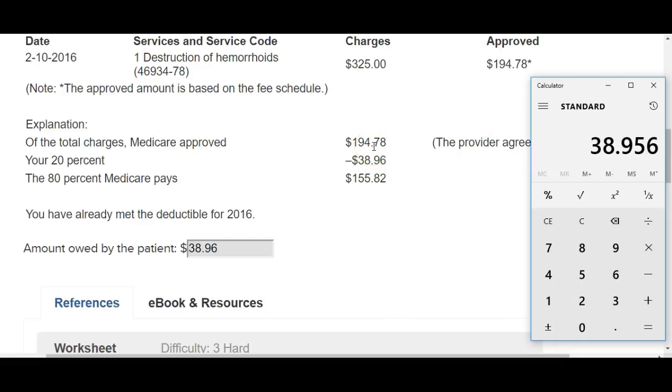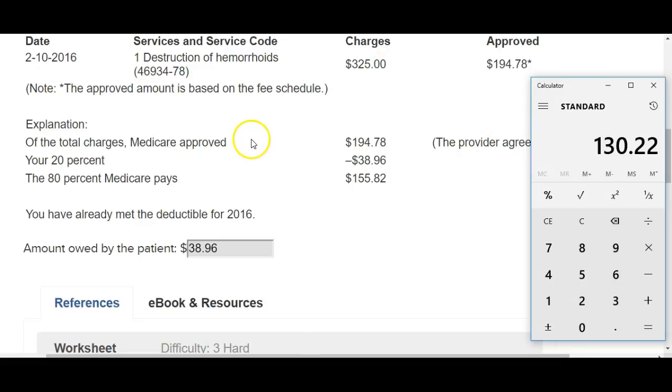Now, if you're wondering what happens to the remainder of that, let's figure that out really quickly. $325, which was the original charge, minus $194.78, ends up being $130.22. That amount is going to be written off, and that is part of the agreement to accept assignment from Medicare.